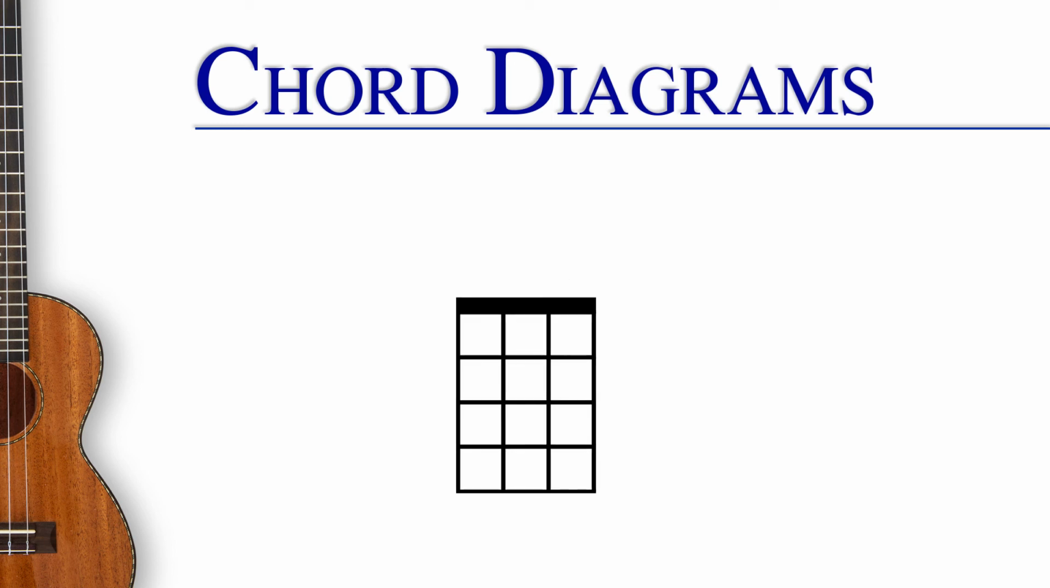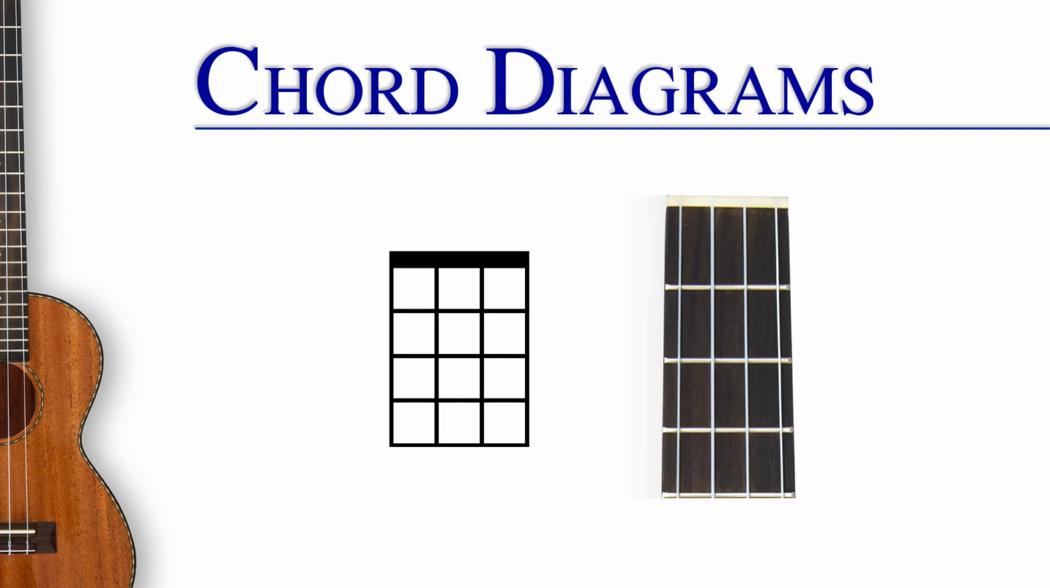A chord diagram is a grid. This grid is a graphical representation of the first 4 frets of the ukulele. The top horizontal line is thicker and represents the nut. Each consecutive horizontal line represents a fret. The vertical lines represent strings 4, 3, 2, and 1 from left to right, just as they would appear on the instrument.